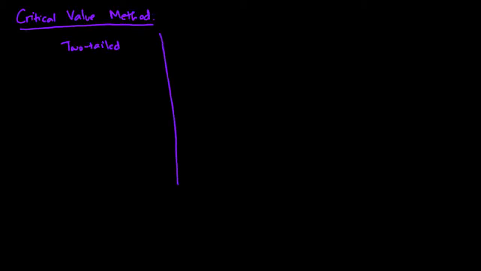These are some generalized instructions about the critical value method involved in finding a conclusion for a statistical test. The critical value method is dependent on the type of test, so it may be a two-tailed test, a right-tailed test, and a left-tailed test.